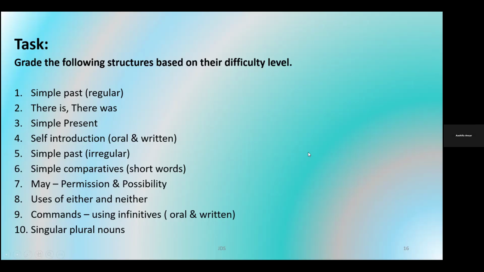simple past. Simple past, which one? 1 or 5? First, just regular. Simple past regular, then simple past irregular. After that, number 2. There is, there was. Right? So there is, there was. That is also present and past getting contrasted.